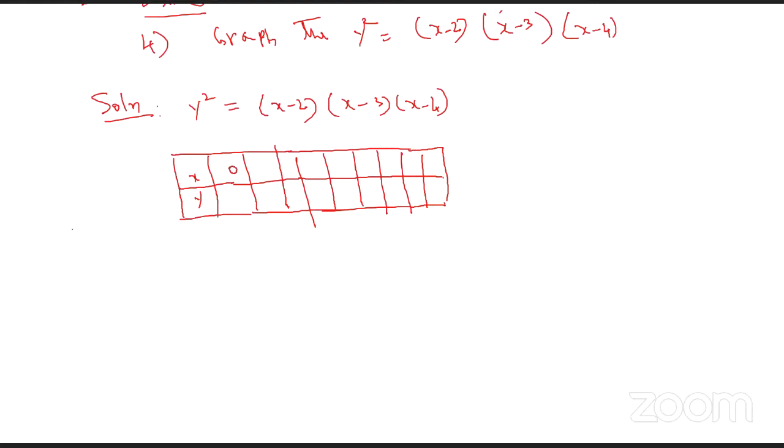Suppose x equal to 0. That means minus 2 into minus 3 into minus 4, which is minus 24. We have to do the whole square, that becomes 576. Next we try x equal to 1: minus 1, minus 2, minus 3, which gives minus 6, and the square is 36.